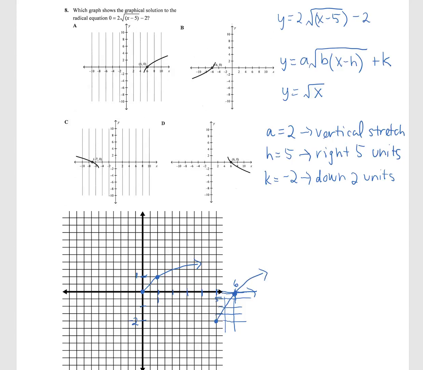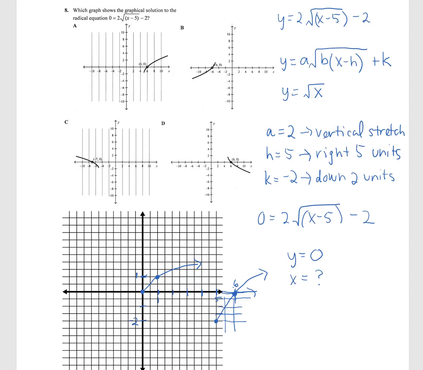Okay, so now let's think about what this question is asking us. So since our equation is 0 equals 2 times the square root of x minus 5 minus 2, we want the solution to this. So we're interested in what x is when y is 0. So when y is 0, what is x? And looking at our function, we can figure this out. So when y is 0, x, we can see, is positive 6.